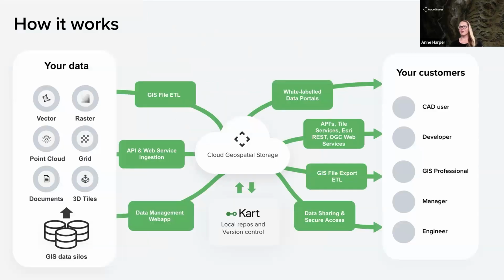So here's an overview of how it works. Basically, you have a whole bunch of data. You can load it into your Coordinates site here. You can do that automatically with an ETL tool like FME or APIs, or you can use your data management web app, and that's a lot of what Eli will show you today. Then your customers, no matter who they are, can then access it in all these different ways. So your managers might want PDFs, your devs might want APIs, and your CAD users and GIS professionals will have their favorite formats. So we're really about getting great data management and great client delivery.